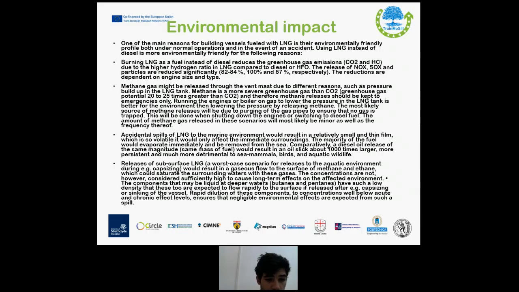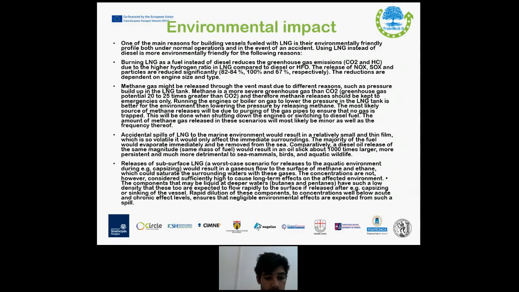The most likely source of methane releases will be due to purging of the gas pipes to ensure that no gas is trapped. This will be done when shutting down the engines or switching to diesel fuel. The amount of methane gas released in these scenarios will most likely be minor, as well as the frequency thereof.